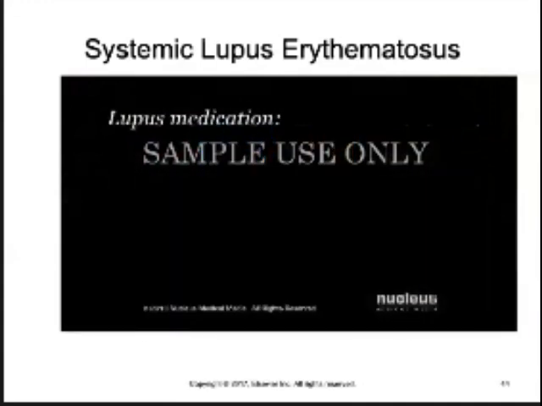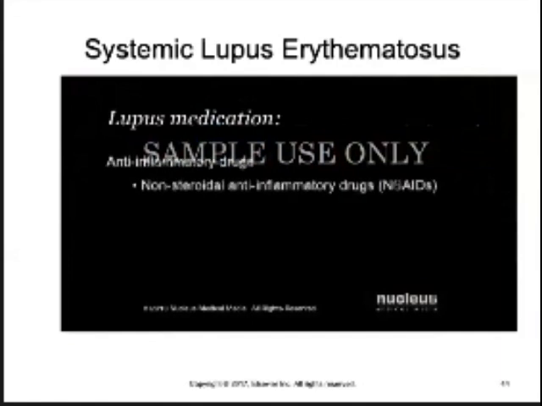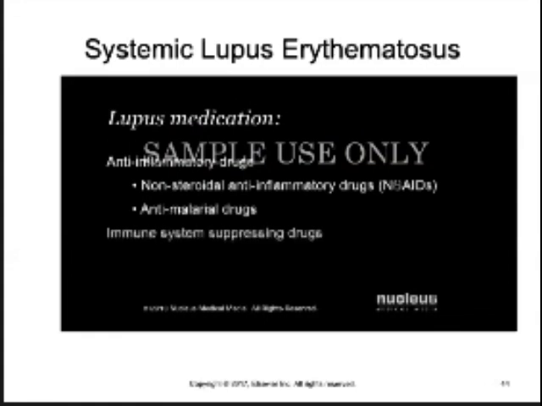To treat your symptoms, your doctor may recommend a combination of drugs to reduce inflammation, such as non-steroidal anti-inflammatory drugs, or NSAIDs, and anti-malarial drugs. Your doctor may also recommend drugs that suppress or prevent your immune system from attacking the tissues in your body, such as corticosteroids.